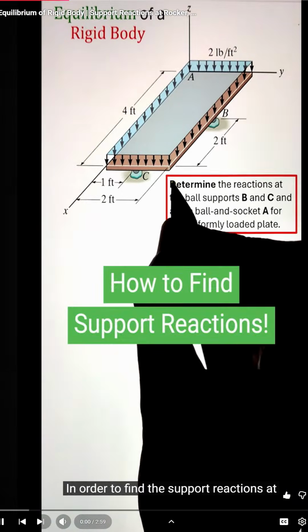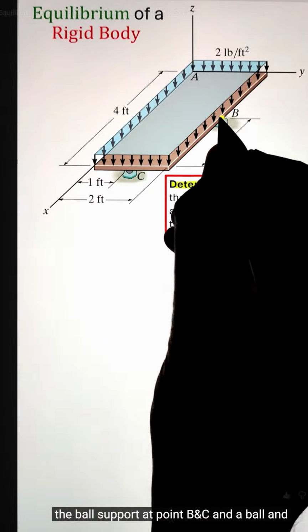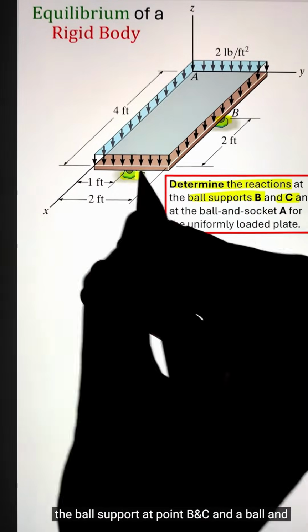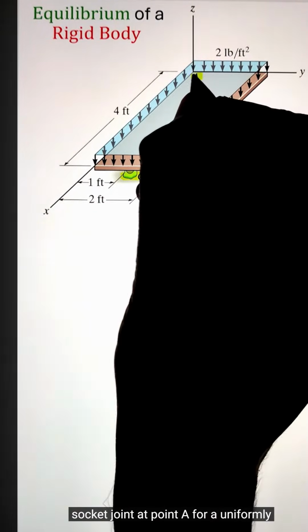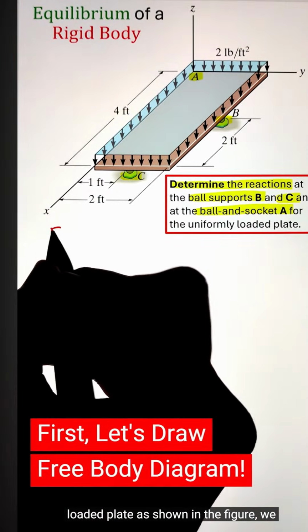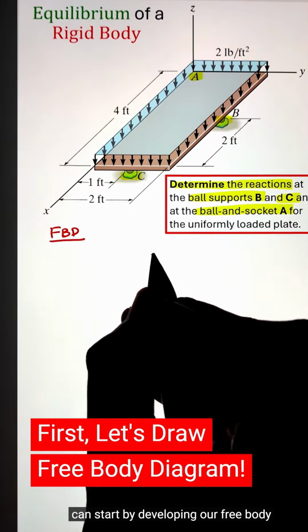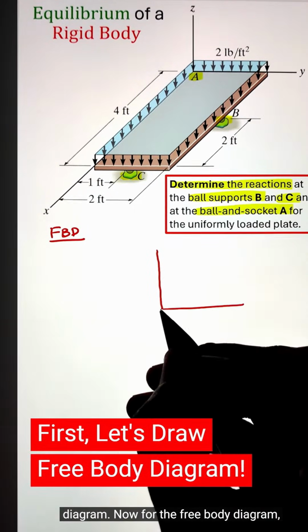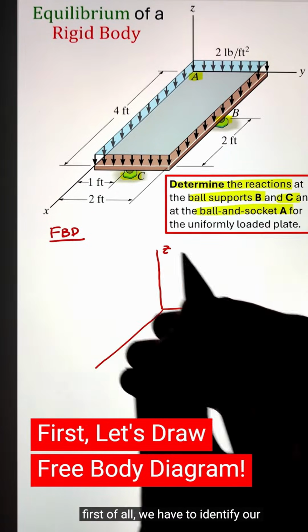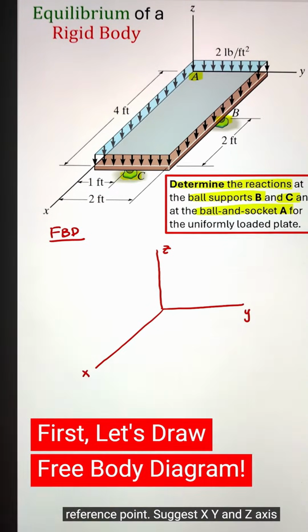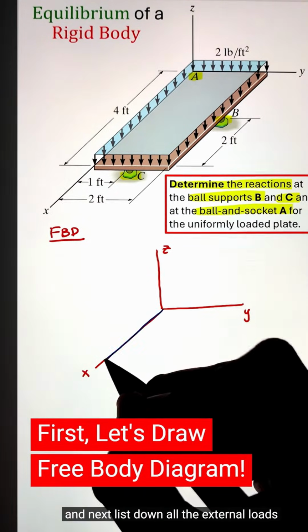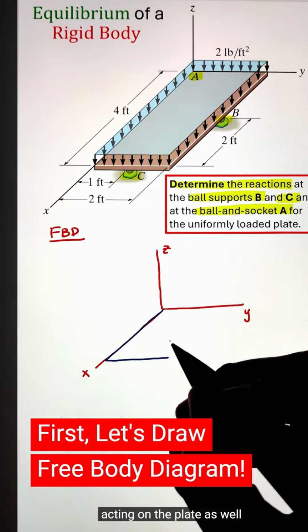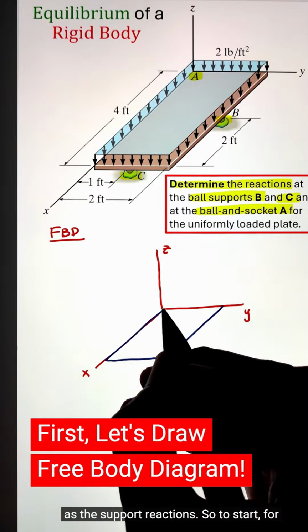In order to find the support reactions at the ball supports at points B and C and a ball and socket joint at point A for a uniformly loaded plate as shown in the figure, we can start by developing our free body diagram. For the free body diagram, first of all, we have to identify our reference axes, such as X, Y, and Z, and next list down all the external loads acting on the plate as well as the support reactions.